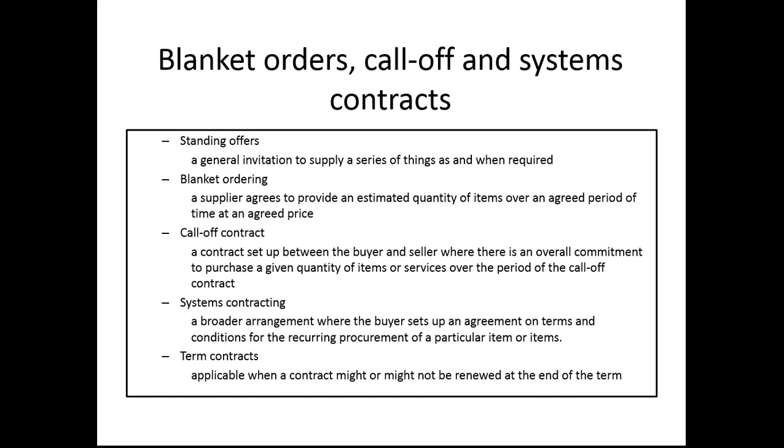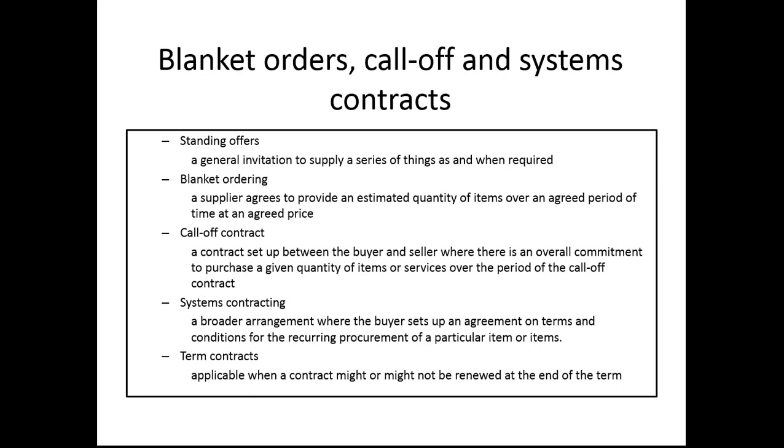Blanket ordering. A lot of people misunderstand blanket ordering. The system of blanket ordering is used when you don't know exactly what the quantities are going to be. So what you do is you set up an order that allows you to buy up to a certain value, but it doesn't actually agree that you will buy all of it. Blanket ordering will need different kinds of terms.